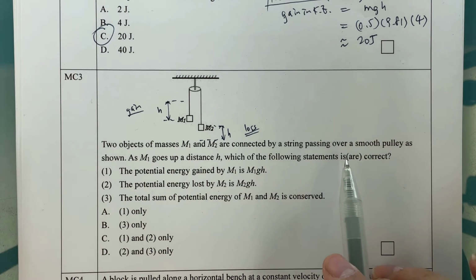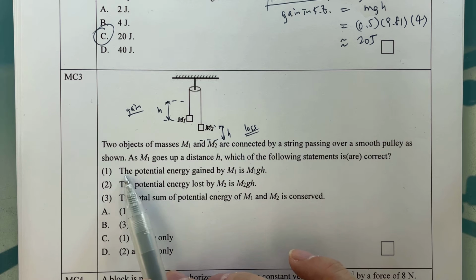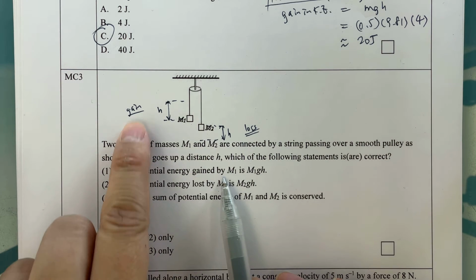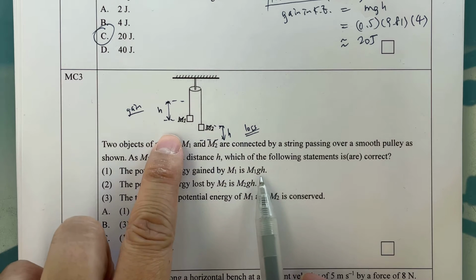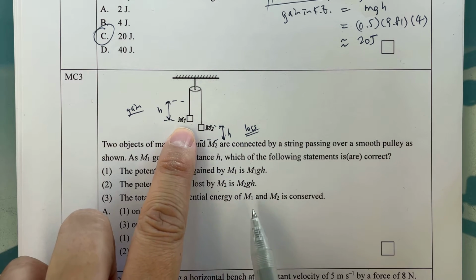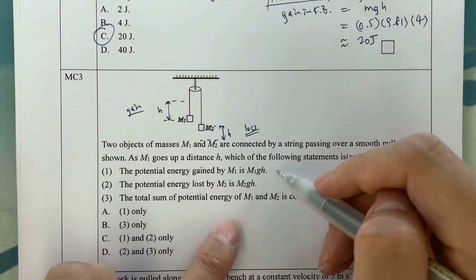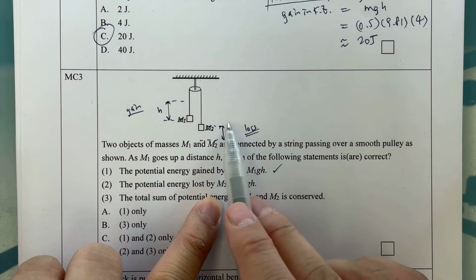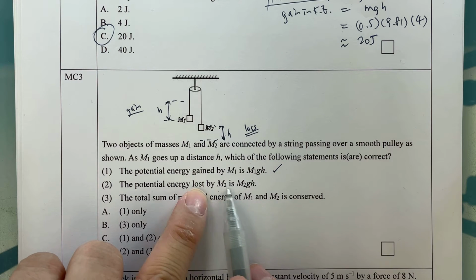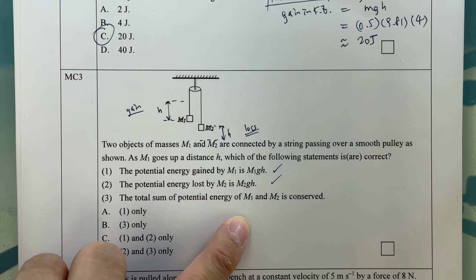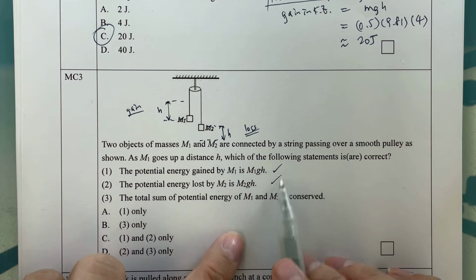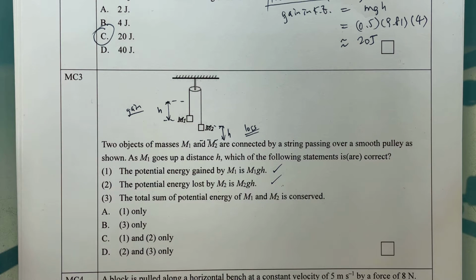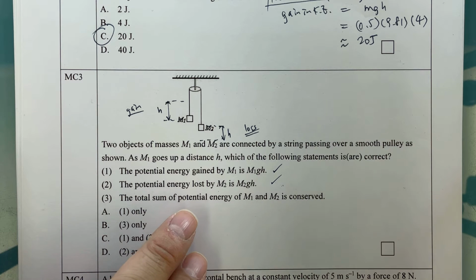Okay, let's see whether the following statements are correct. Number 1, potential energy gained by M1 is M1gh. It has to be correct, right? Because it just moved up by a distance h, so it would gain M1gh. And for the mass 2, it lost potential energy of M2gh, which is also correct. But notice that these two values should not be the same, because it will set the whole system into movement. So that means there will be some energy gained as KE for both of the objects.